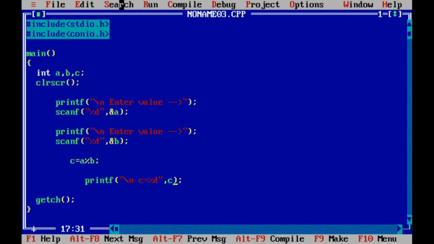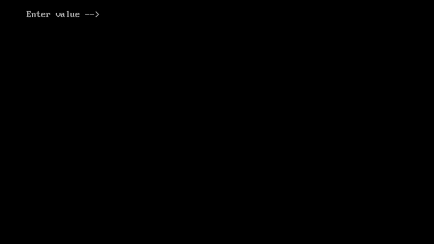To run this program, press Ctrl F9. Enter value, suppose 10, again enter value, suppose 2. The answer is 0.